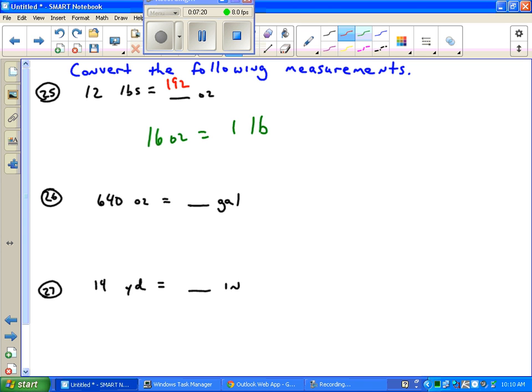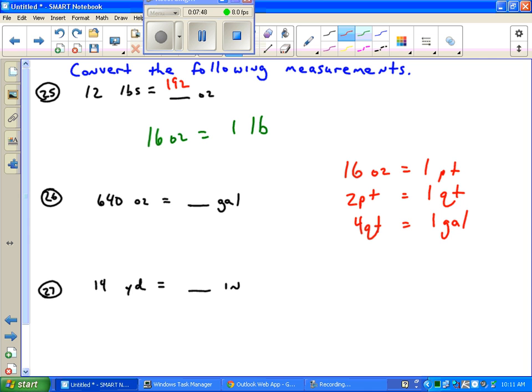This next one's tough. 640 ounces equals how many gallons? A lot of different conversions going on here. The first one, 16 ounces are in 1 pint. 2 pints are in 1 quart. And 4 quarts are in 1 gallon. So to go from ounces to gallons, you have to do 3 different conversions.